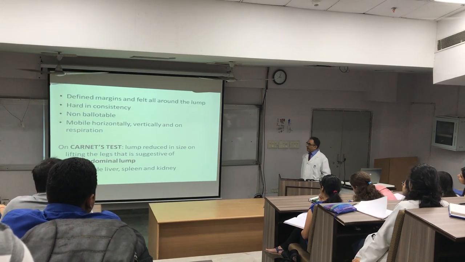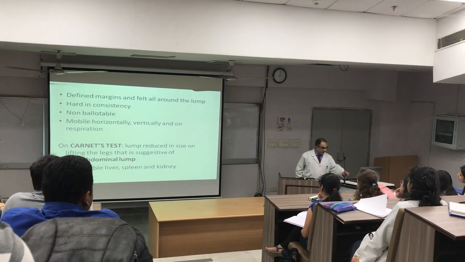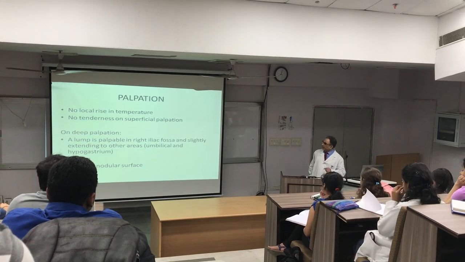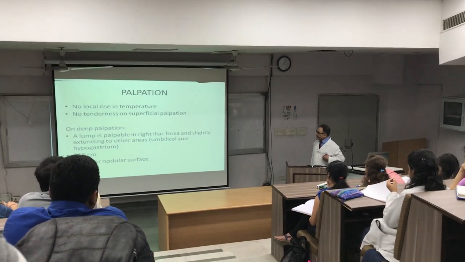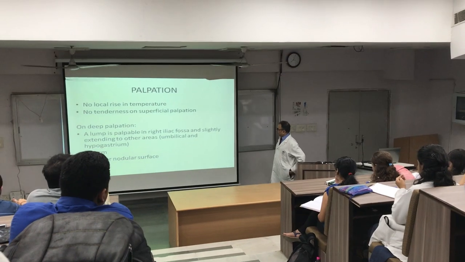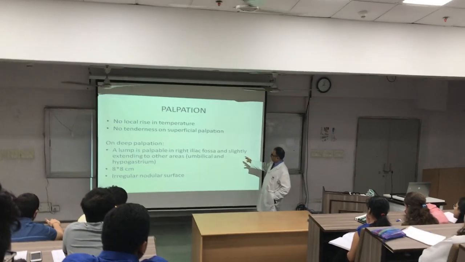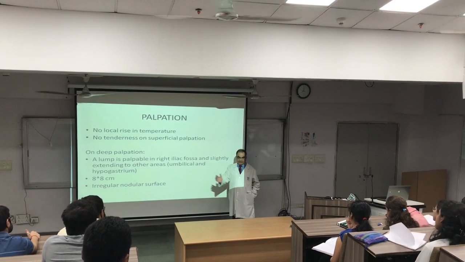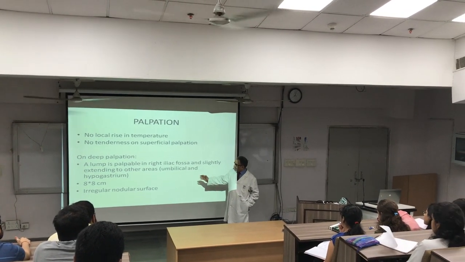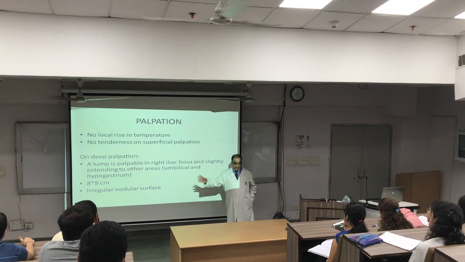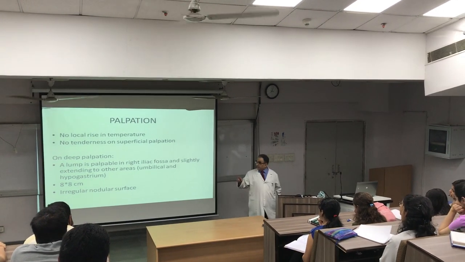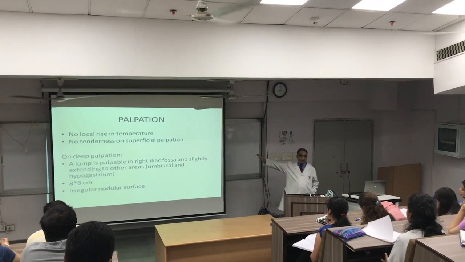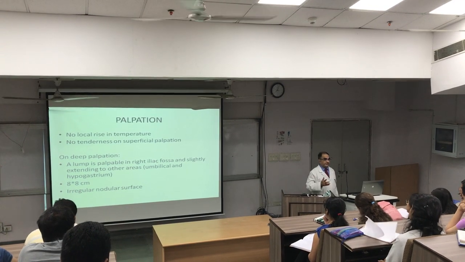You have to first find out whether the lump is intra-abdominal or not. And you would start by saying, how would I do it? For deep palpation, an 8 by 8 centimeter lump is palpable in the right iliac fossa, extending on to the hypogastrium and lumbar region. So I will start by saying, 8 by 8 centimeter intra-abdominal lump. I would mention the right in Carnett's test.